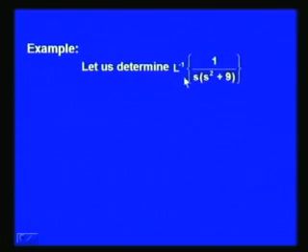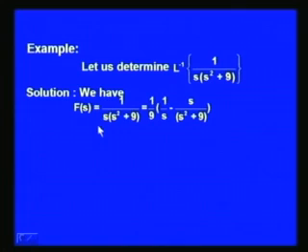Let us now determine the inverse Laplace transform of 1 over s into s square plus 9. Let us denote 1 over s into s square plus 9 by f s. So, f s is equal to 1 over s into s square plus 9. Breaking it into partial fractions, we get 1 over 9 times 1 over s minus s over s square plus 9.